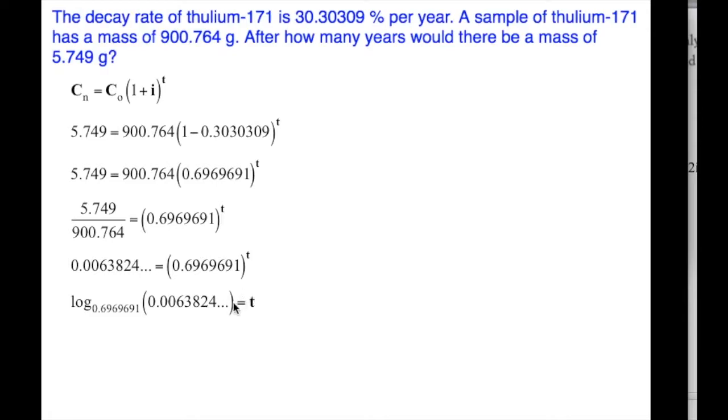And then we can use our change of base rule that says if you have the log of a to the base b, it's the same as doing the log of a, base anything, divided by the log of b, base anything. The log of this thing, base 10, divided by the log of the old base, the 0.6969691, to the base 10 is equal to t. We're using base 10 because the calculator can work in base 10.